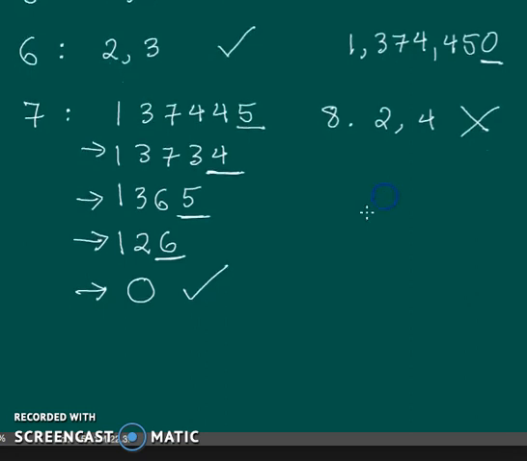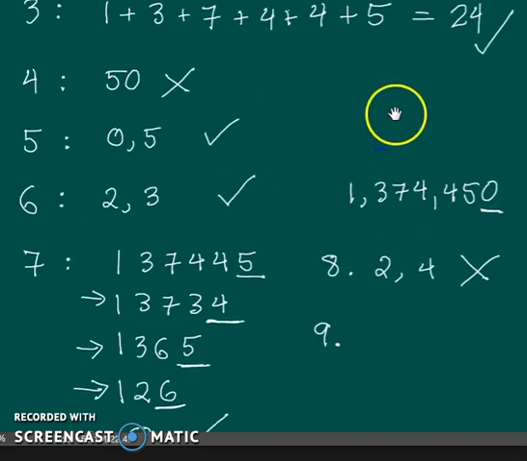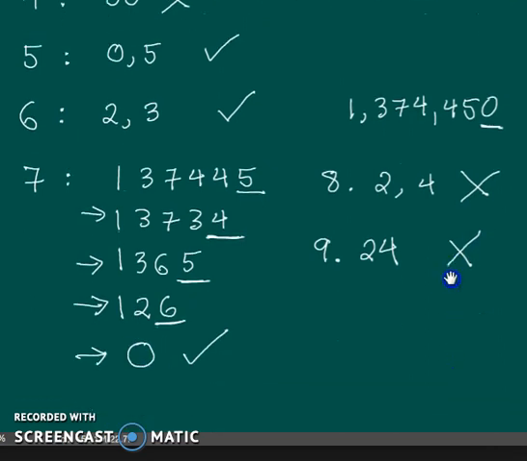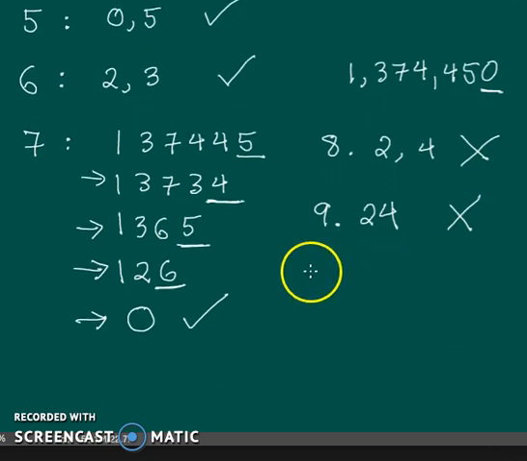What about 9? 9 works the same as 3, so let's add all the digits together. We already did that up here, and we got 24. 24 is not divisible by 9. What about 10? If a number is divisible by 10, it ends with a 0, and this one does, so we are good.